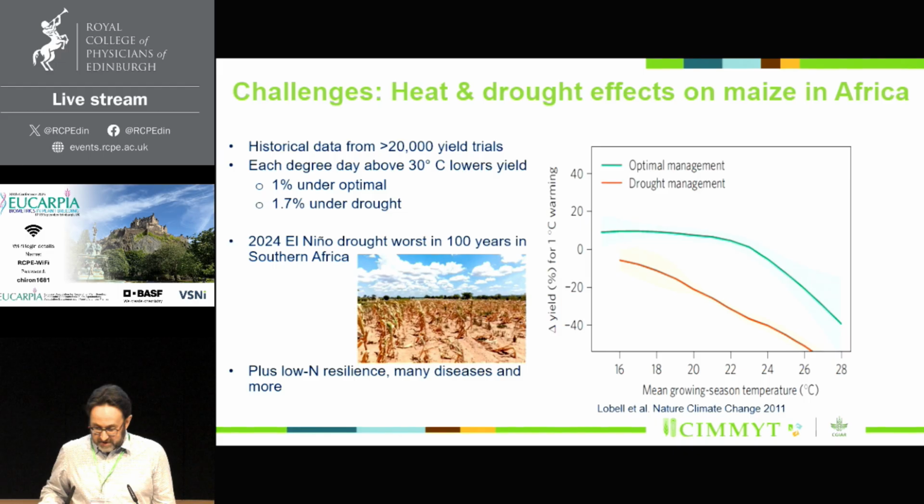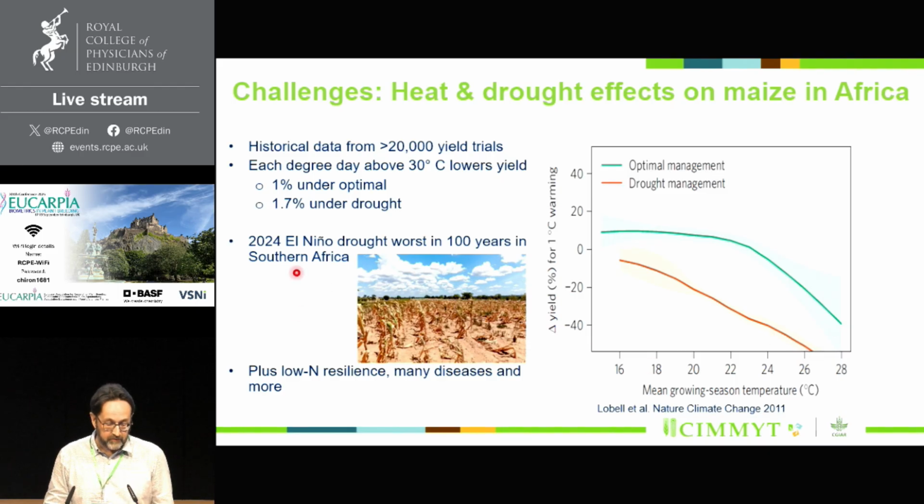So as you can see here in this diagram, this is an example of trials under drought management and what an increase in global temperature means in terms of yield change for 1 degree C of warming. So in an optimal environment, with optimal management, it goes fairly steady up to about 22 degrees and then starts to decline. This is for maize. But in the drought conditions, the drought is interacting with the heat, and this is much more of a linear decrease. So we need to deal with both heat and drought effects, and this is becoming very urgent.